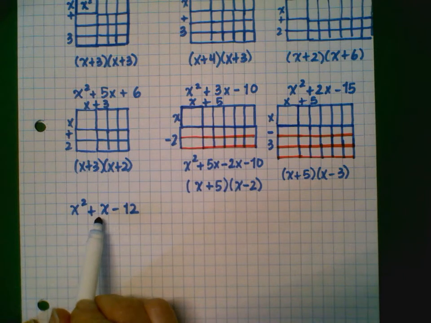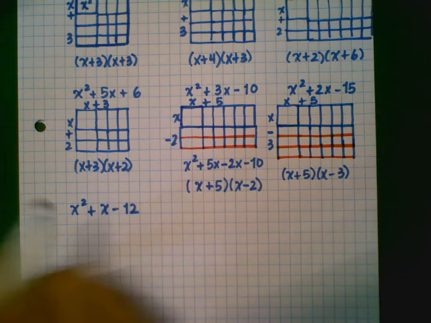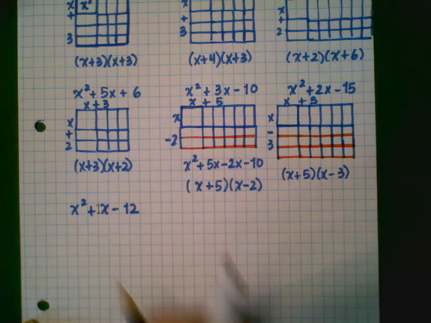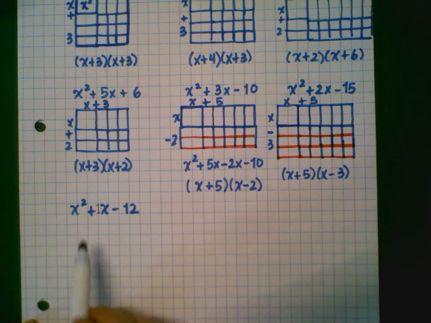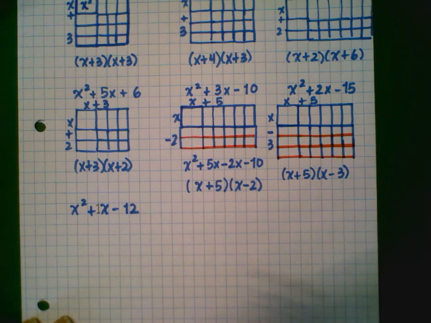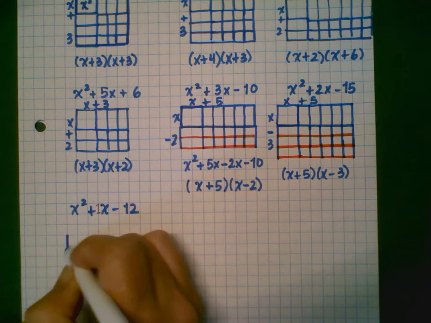The term in the middle has a coefficient of 1. I don't see it there. It isn't written because that's a time-saving thing. If the coefficient is 1, we don't bother writing it. So I'm looking for two factors with a difference of 1. That would be 3 and 4, but it's negative. So we're going to do this.